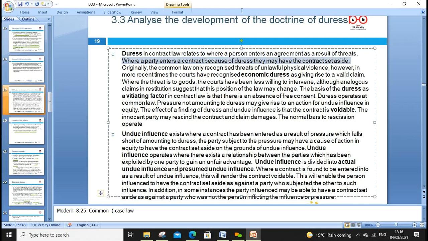Originally, the common law only recognized the threat of unlawful physical violence. But it is not just physical violence; it can be threatening that you will incur a loss or that they will take you to court. Economic duress means economically, and the claim is valid and you are entitled. The vitiating factor is that the contract lacks free consent. A contract can't be enforced by law if it is avoidable due to influence.